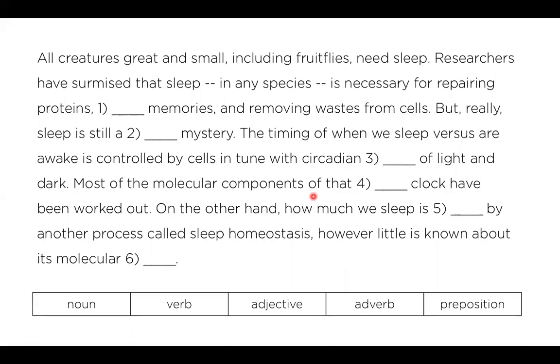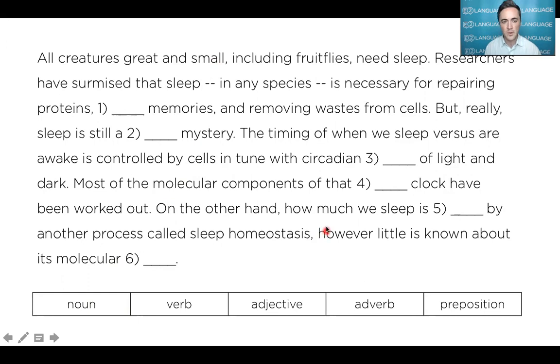Cool. Let's have a look at the answers. Right. Let me walk you through this. So, sleep is necessary for repairing proteins, something memories, and removing waste. So it's going to be an ing word. It's going to be an interesting one though. But we know that here we've got repairing proteins, something memories, and removing waste.